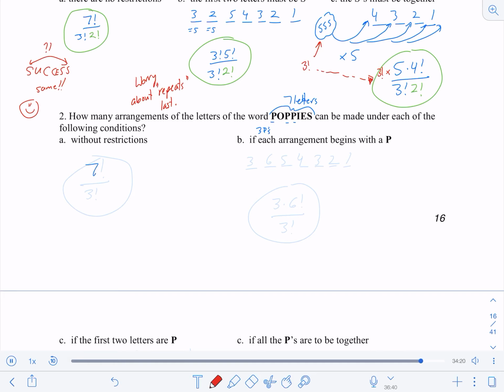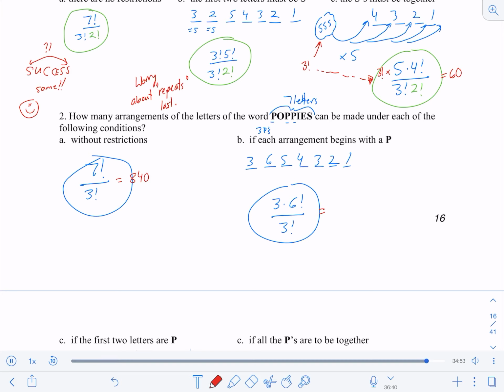So without restrictions would be 7 factorial for all the ways to arrange the letters, and then we need to divide by 3 factorial because of that. Now, if each arrangement needs to begin with a P, then we've got 3 ways to put a P, and then after that, 6, 5, 4, 3, 2, 1. So we've got 3 times 6 factorial, and then divide by 3 factorial to account for the 3 different P's being all different kinds of things.